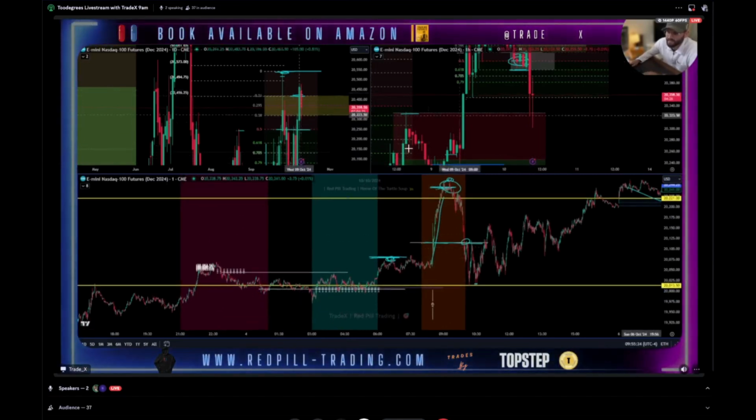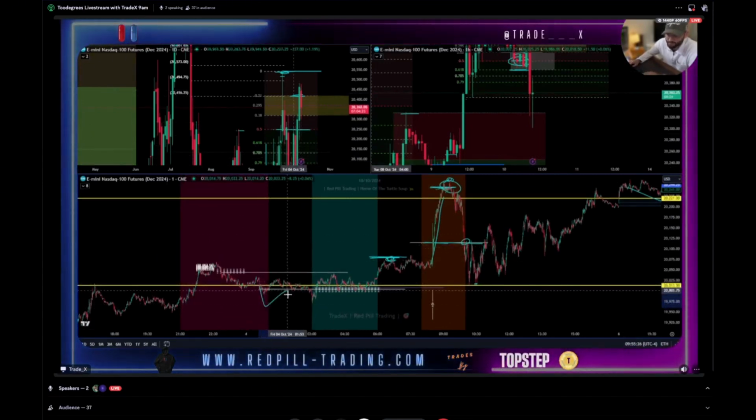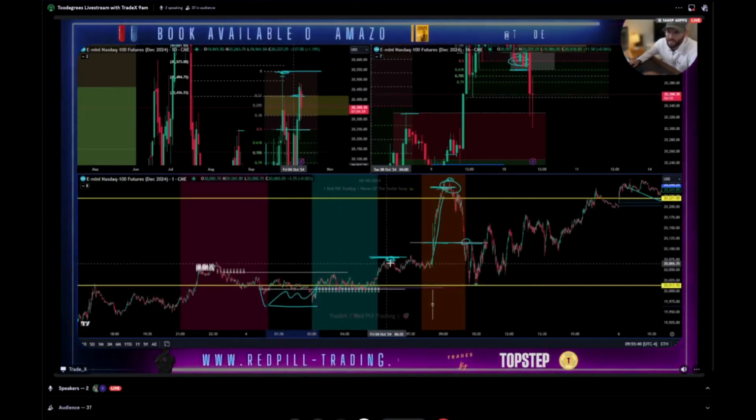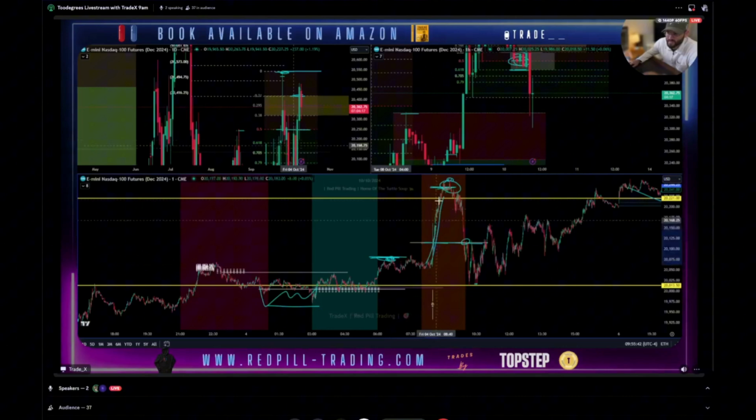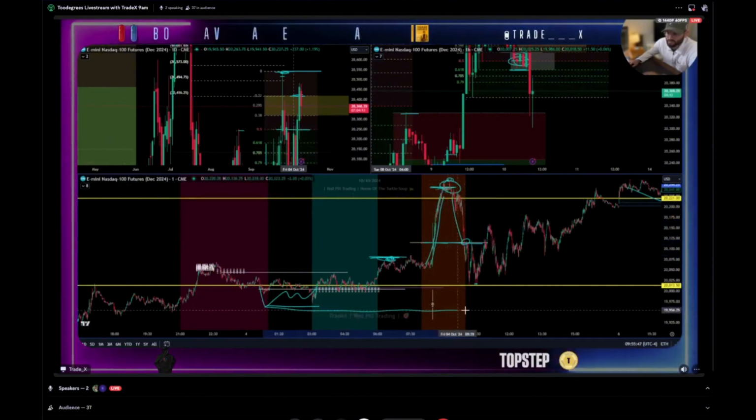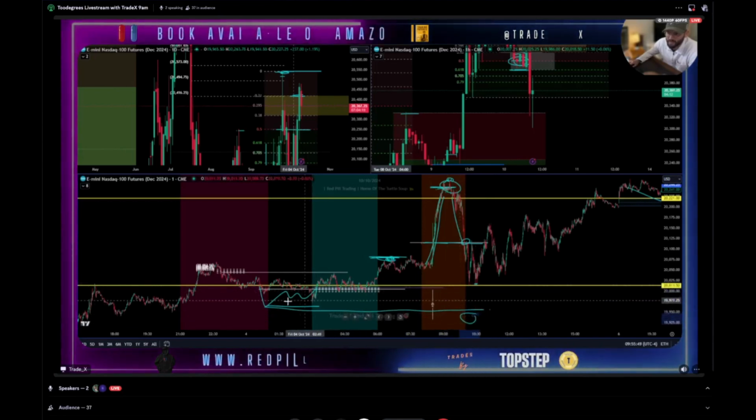If this was your low on Asia, and London didn't sweep Asia and London doesn't fulfill its high time frame objective, you hold runners to take out the Asia low if London hasn't swept Asia.